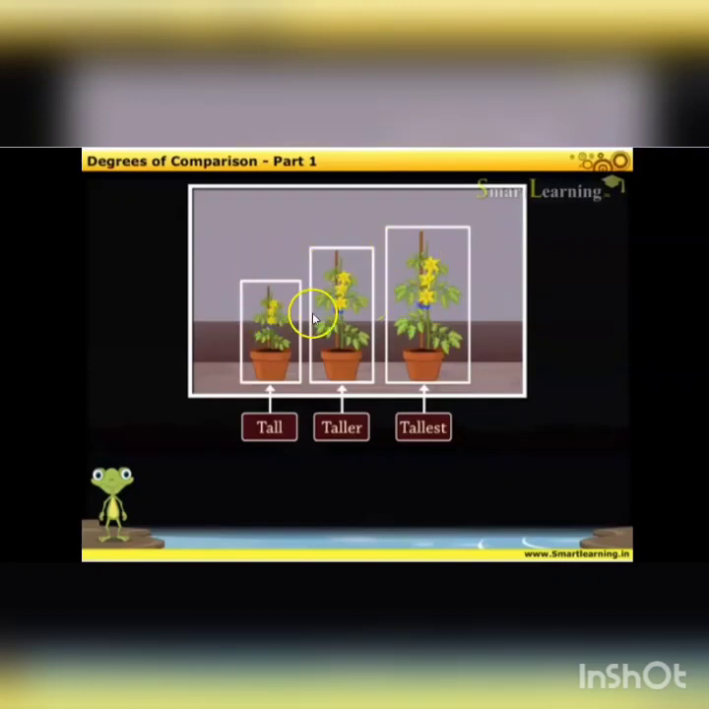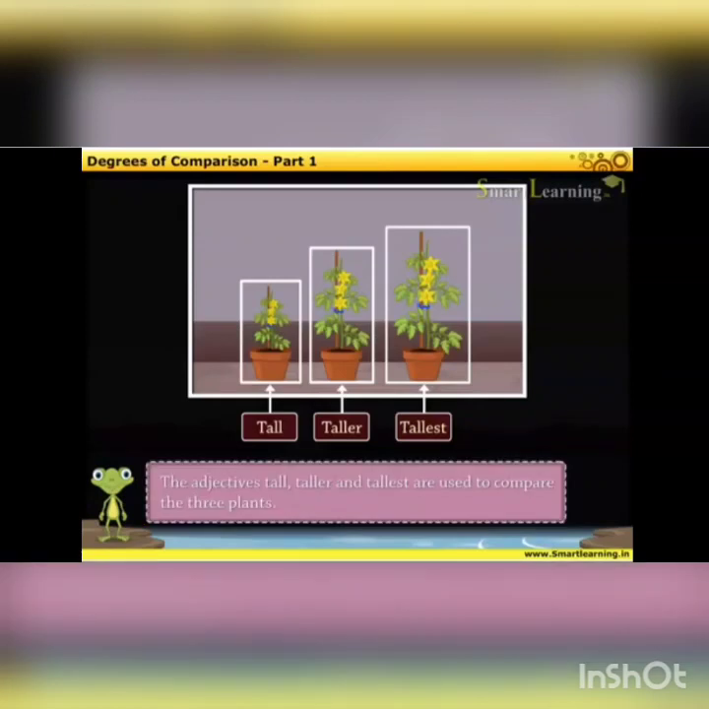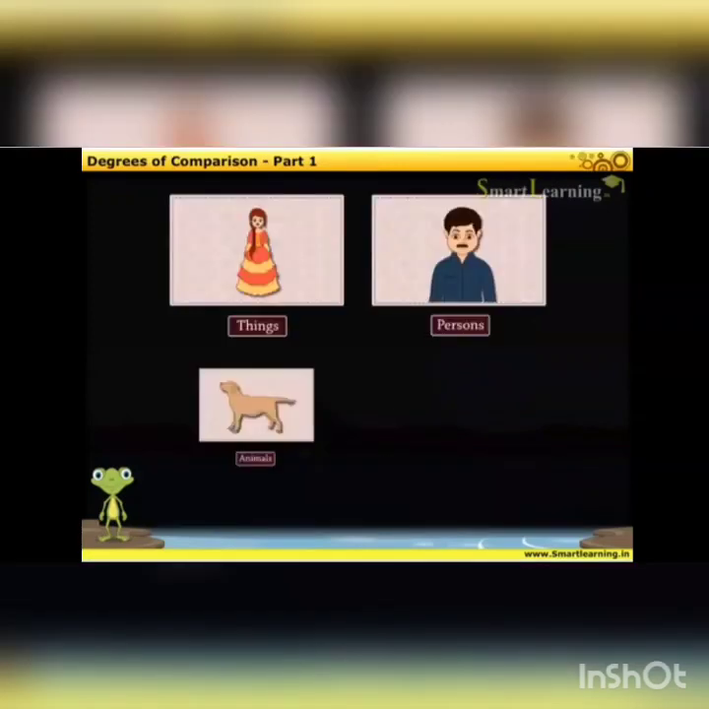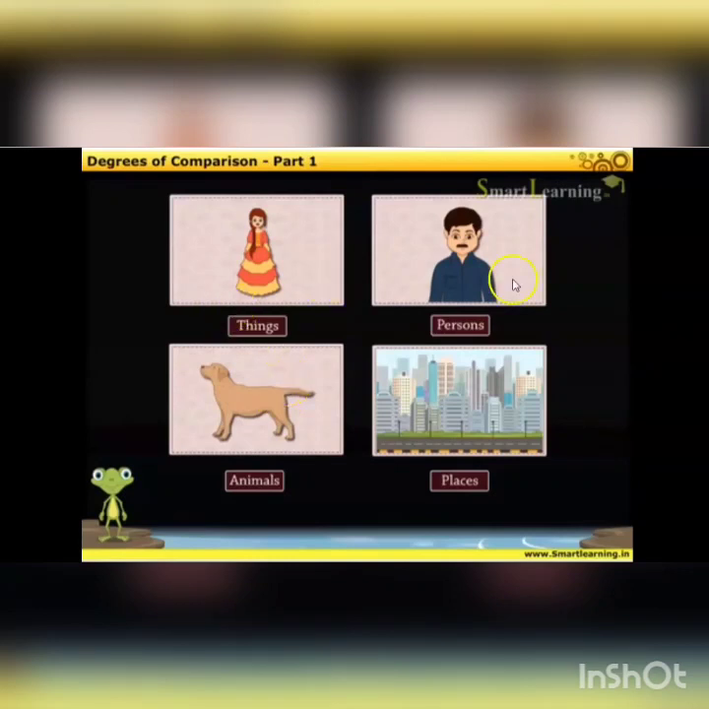When you are comparing 2, it is comparative degree. But when you're comparing all, that time we have the superlative degree, that is called the tallest over here. So we have 3 degrees. The adjectives tall, taller and tallest are used to compare the 3 plants. And you find the degrees of comparison in everything, whether it is a thing, person, place or animal. The adjectives you will find in all this.